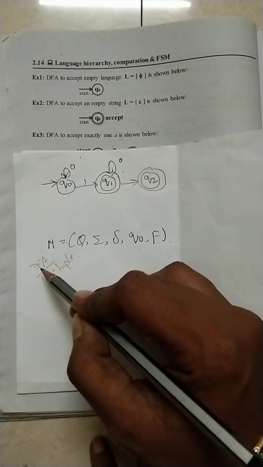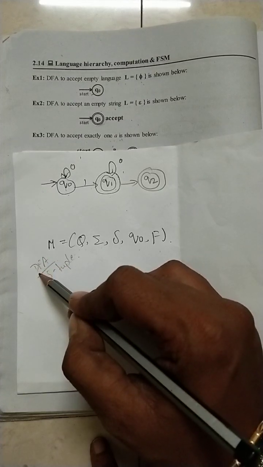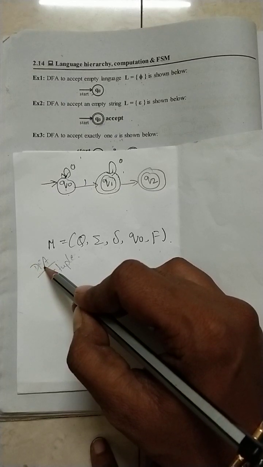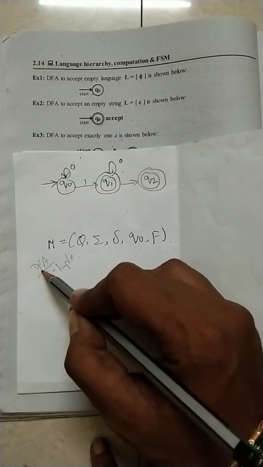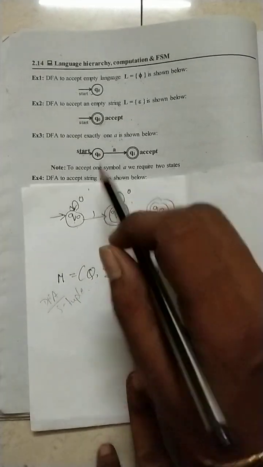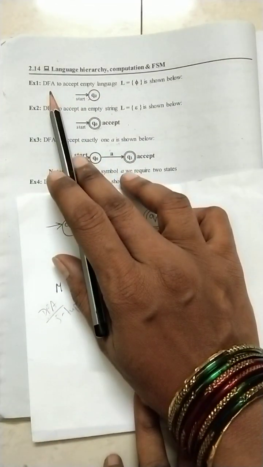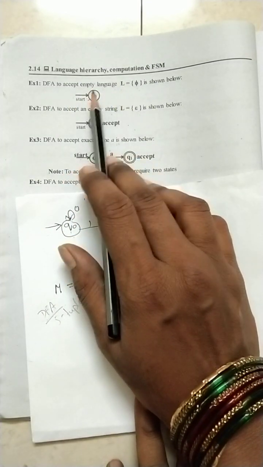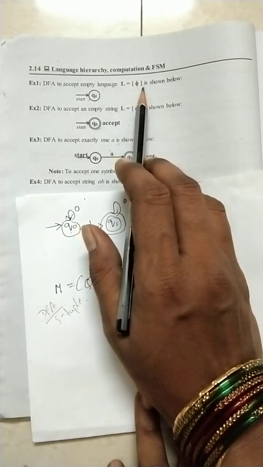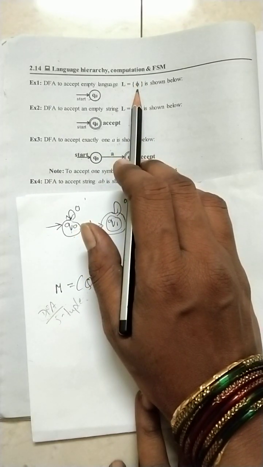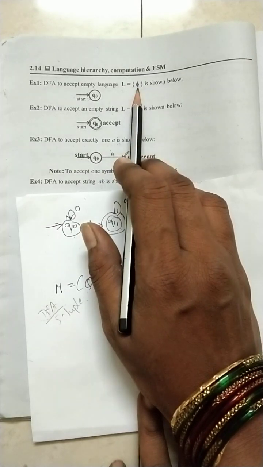DFA is a deterministic finite automaton, meaning it contains a finite number of states, and deterministic means that for the given input it will take a definite transition. Now, a DFA to accept the empty language: capital L is the representation of the language, a set of symbols, and phi means it is a null set. You know, right, phi means null.